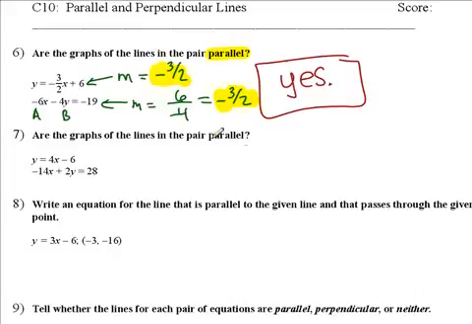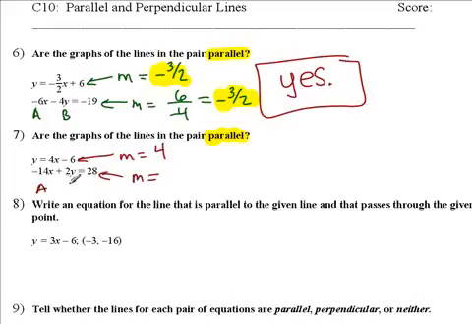Same question. Are the graphs of the lines parallel? Well, if you can't tell and you got lots of time, just graph the lines. See if they're parallel. But this is the faster way. Just look at the slopes. So let's look at this first one right here. What's the slope here? Anybody? 4? Sure.